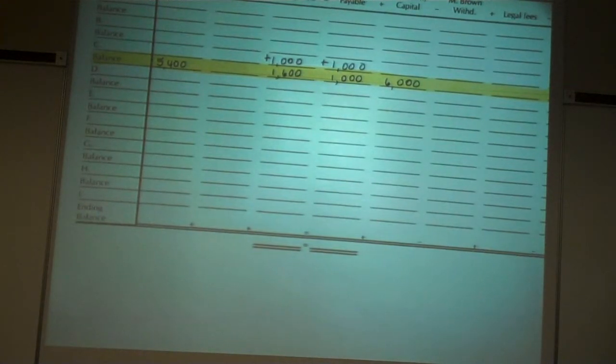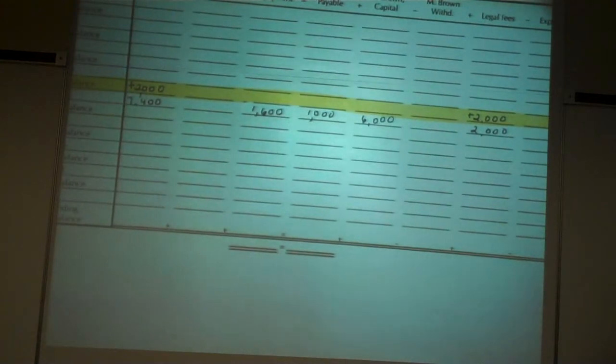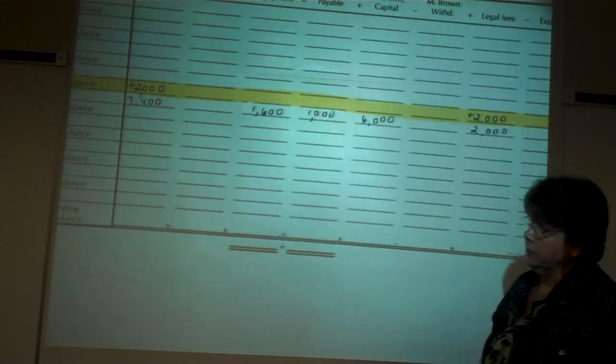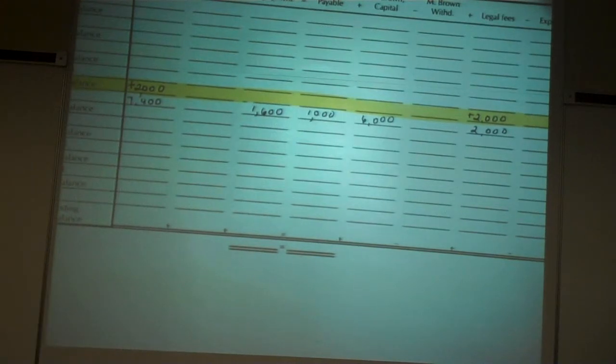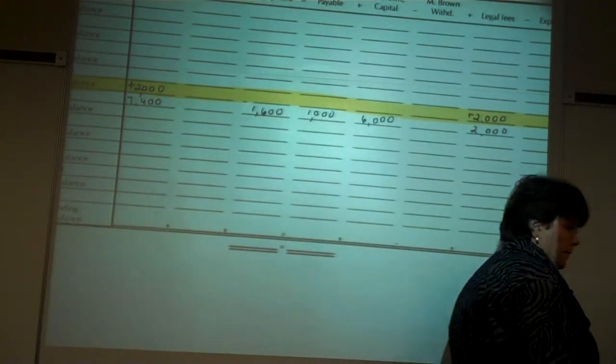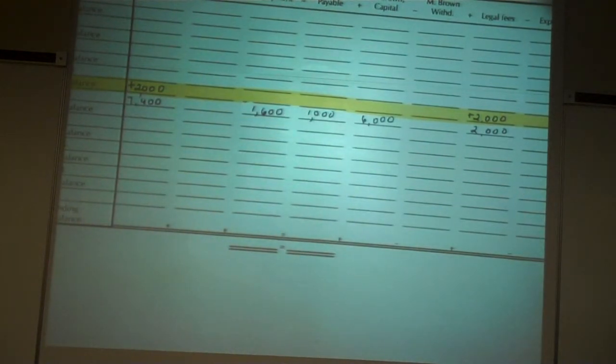All right, D, what accounts are affected in transaction D? Cash and? Plus 2,000 and then legal fees. And the plus legal fees. They're both pluses, aren't they? Yes. Okay. And then carry your totals down.